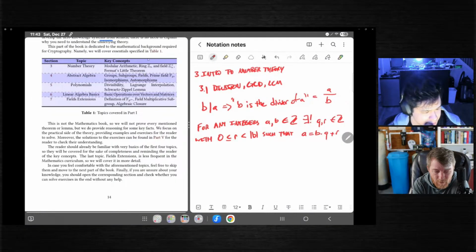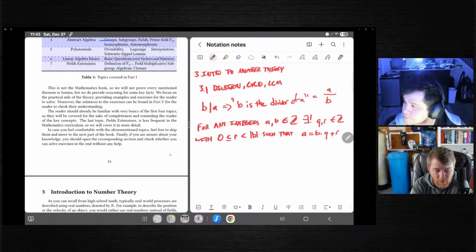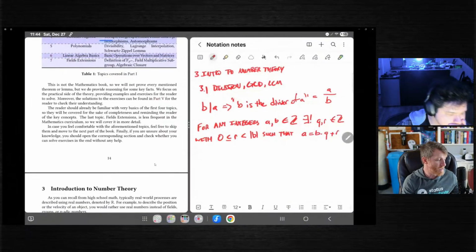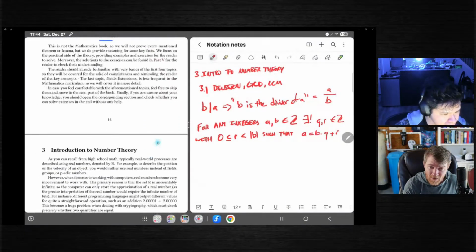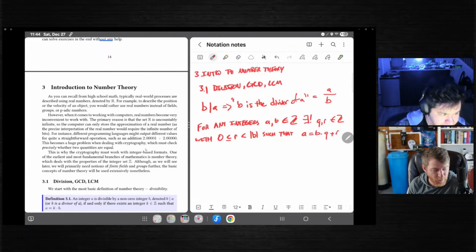Okay, great. Awesome. The reader should already be familiar with the very basics of the first 4 topics, so they will be covered for the sake of completeness in reminding the readers of the key concepts. The last topic, field extensions, is less frequent in the mathematics curriculum, so we will cover it in more detail. In case you feel comfortable with the aforementioned topics, feel free to skip them and move to the next part of the book. Finally, if you are unsure about your knowledge, you should open the corresponding section and check whether you can solve exercises in the end without any help. I am not comfortable solving probably any of those except for the linear algebra part, and most of the polynomial thing, I bet. Let's see how it goes.